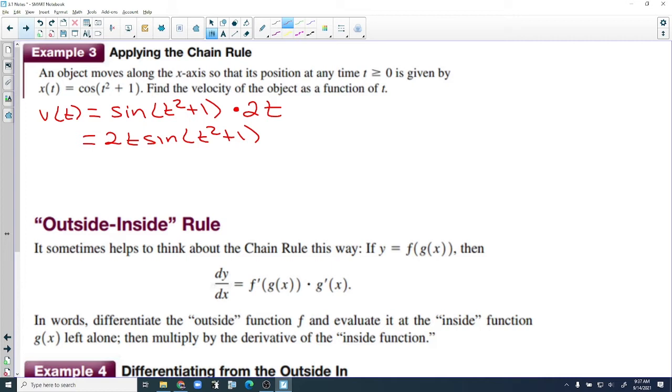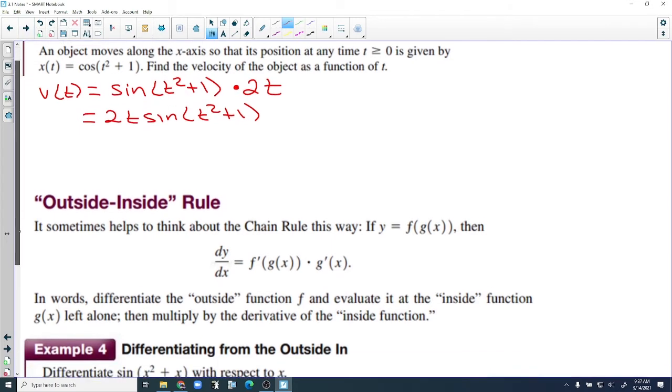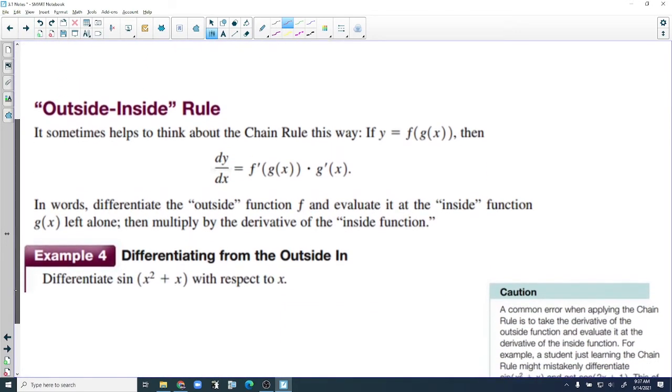13 on. There it is. That's it. I don't like example 1 and 2. It makes it look more complicated than what it is. Outside-inside rule. It sometimes helps to think about the chain rule this way.